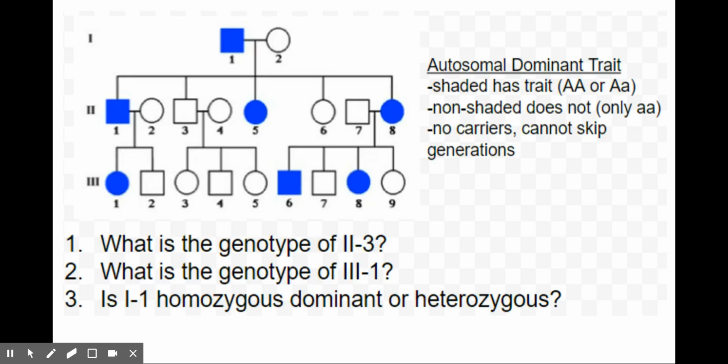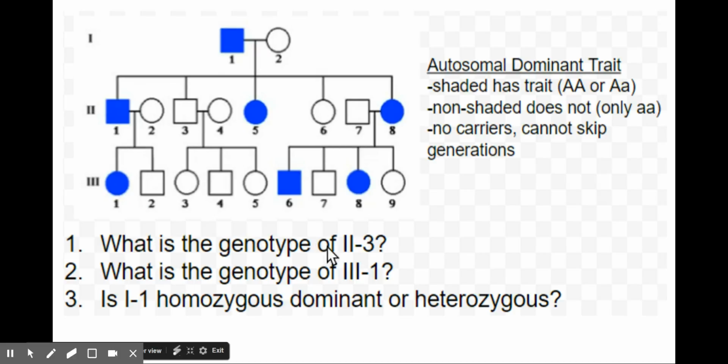the trait itself. When we're thinking about autosomal dominant, if something is dominant, again, the shaded would have the trait. And if this is a dominant pedigree, the shaded having the trait could either be big A, big A, or heterozygous, big A, small a. And the non-shaded does not. So non-shaded are small a, small a. So using that information, can we answer some of these questions? We have these different generations here.